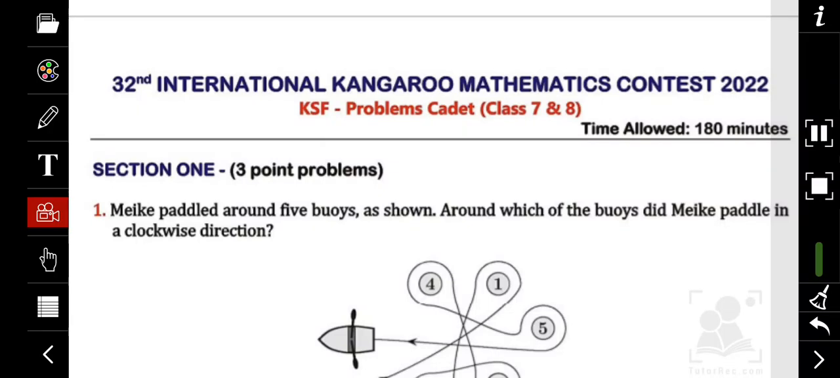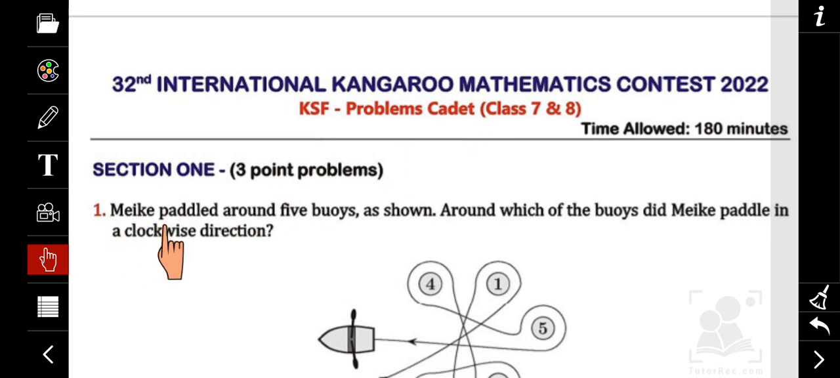Hello students, in this video we are going to solve first 10 questions of section 1 from 32nd International Kangaroo Mathematics Contest 2022, Class 7 and 8, which is of cadet level.